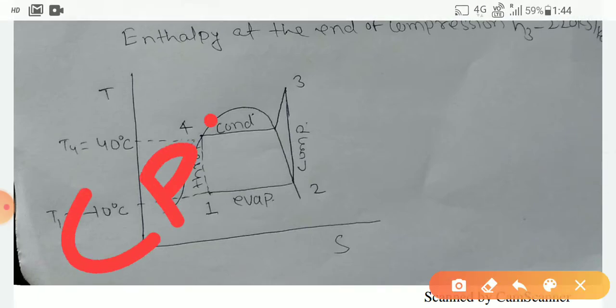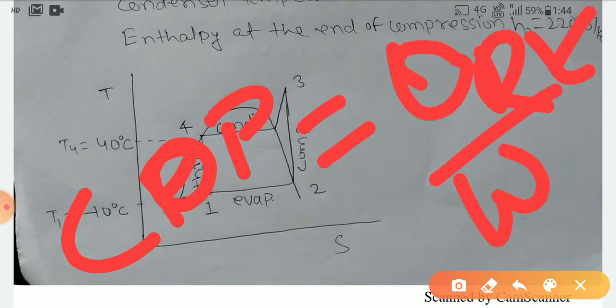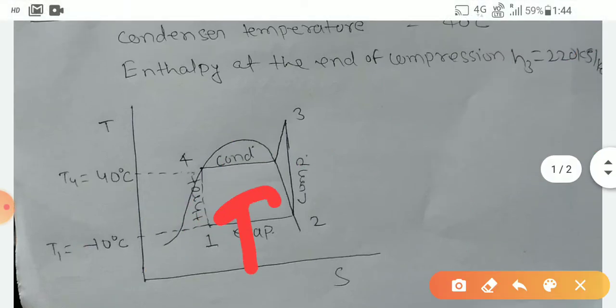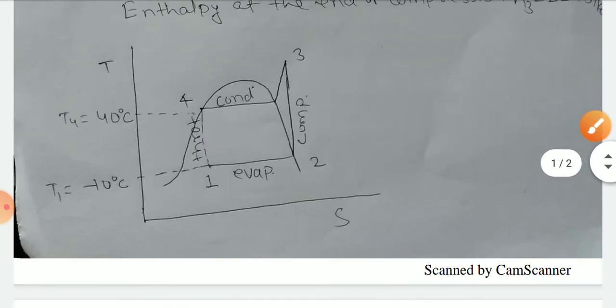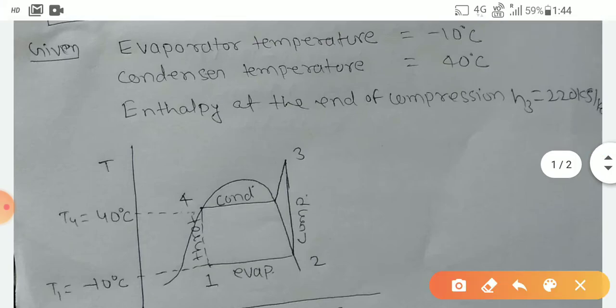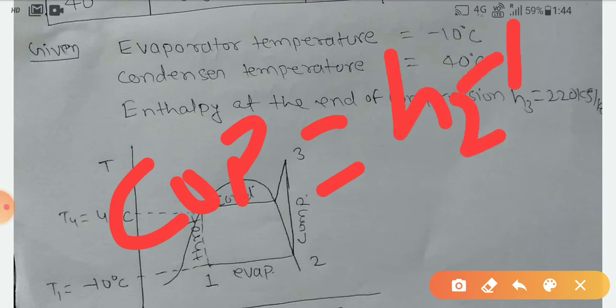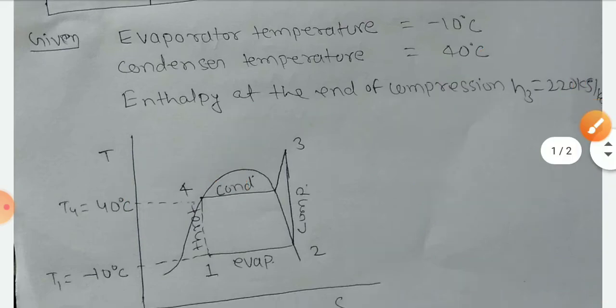You know that COP is equal to refrigeration effect divided by work input, and the refrigeration effect means the heat supplied inside the evaporator. So you can find COP is H2 minus H1 divided by H3 minus H2. H3 is already given. Now I can find H2 and H1. Then you can solve this problem.